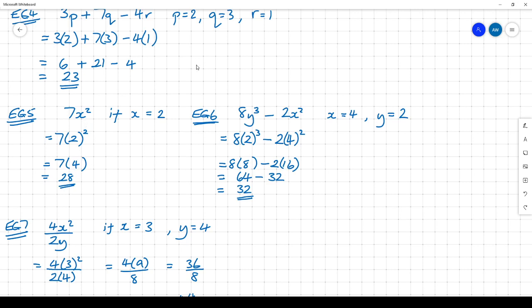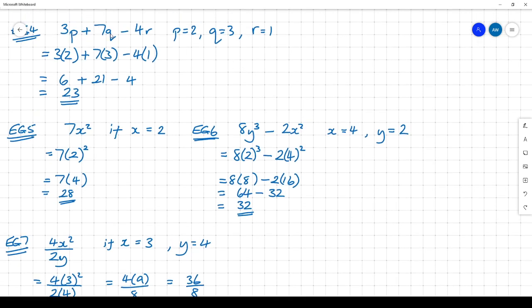But the method is the same for all of them. Replace every letter within the expression with a pair of brackets, and inside the brackets put the value of each of the letters, and then take your time working it out following BIDMAS.